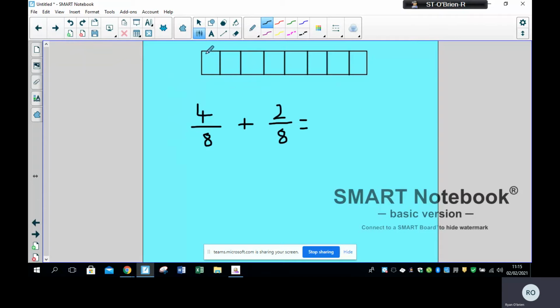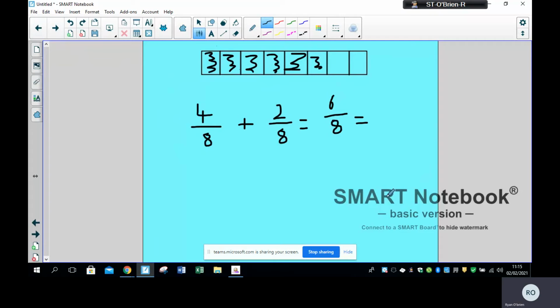4/8 add 2/8. Well, it's 6/8. There's 4/8, add 2 more eighths. I know 4 add 2 is 6, and it's still out of 8, so it's 6/8. But now I need to see if I can simplify it.